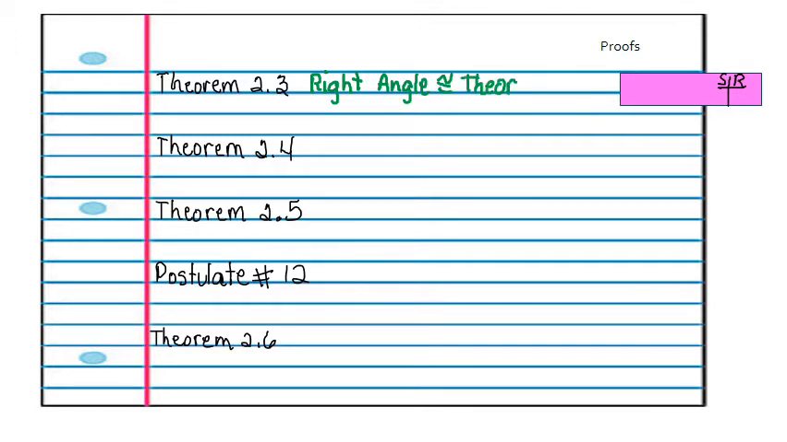Notice that I'm using some abbreviations or some symbols, and it's okay to use some symbols as you work, just as long as you use some proper symbols. The right angle congruency theorem. Basically, it says all right angles equal each other. Theorem 2.4 is the supplementary addition angle.